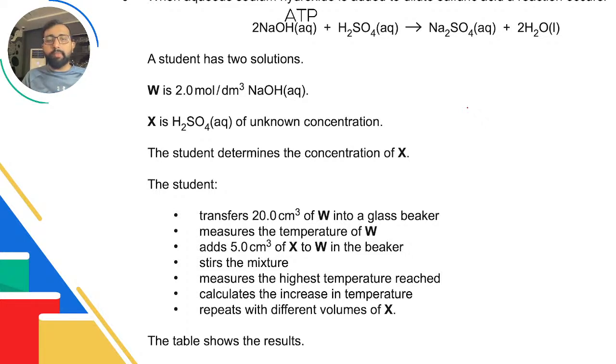Adds 5 cm cube of X to W in the beaker. So ye temperature ki madad se usko karega, theek hai. Add 5 cm cube of X, X is H2SO4, usko wo add kar raha hai uske andar. Stirs the mixture, obviously to make sure ki wo puri tarah react kar jaye. Measures the highest temperature reached. Calculates the increase in temperature, repeats with different volumes.